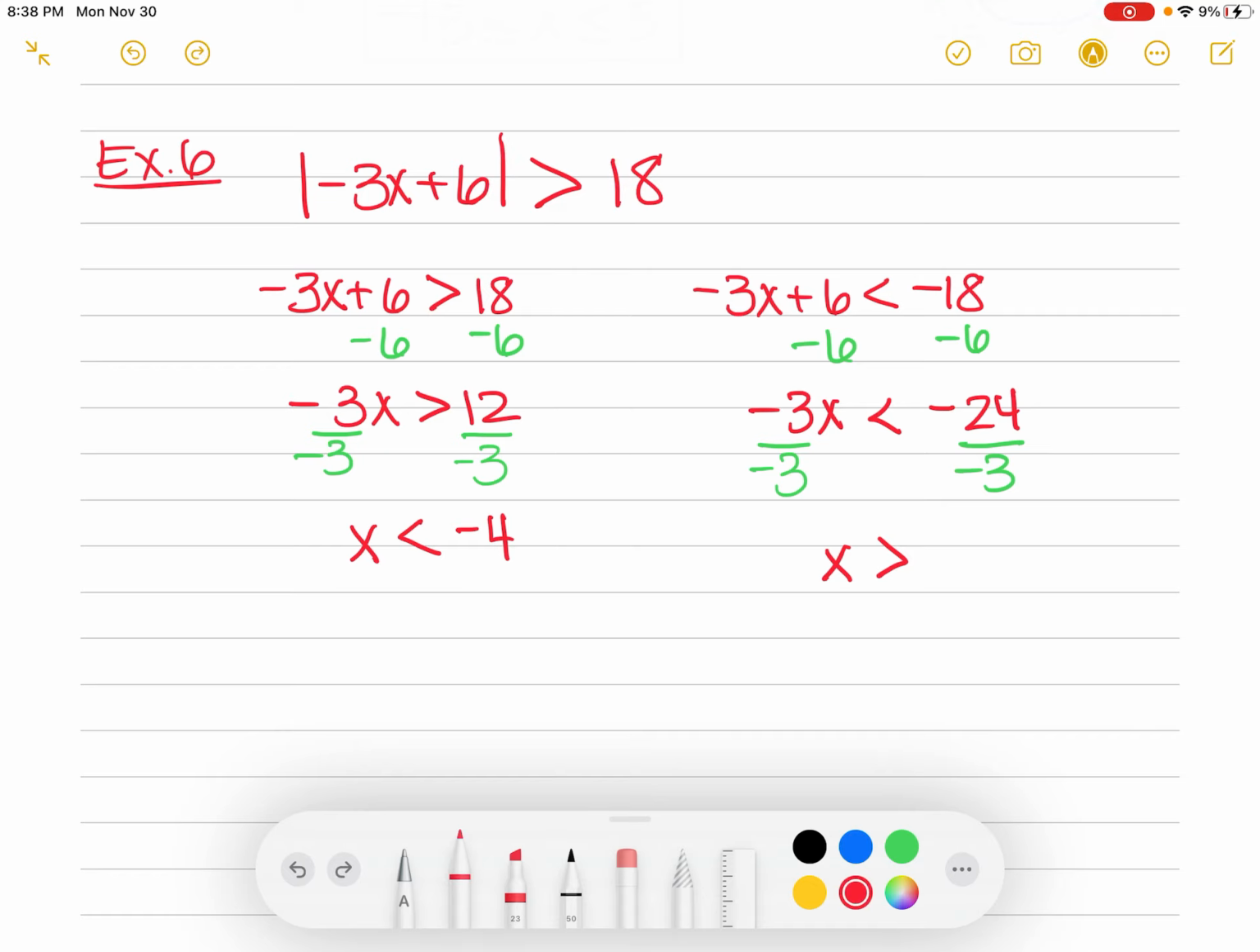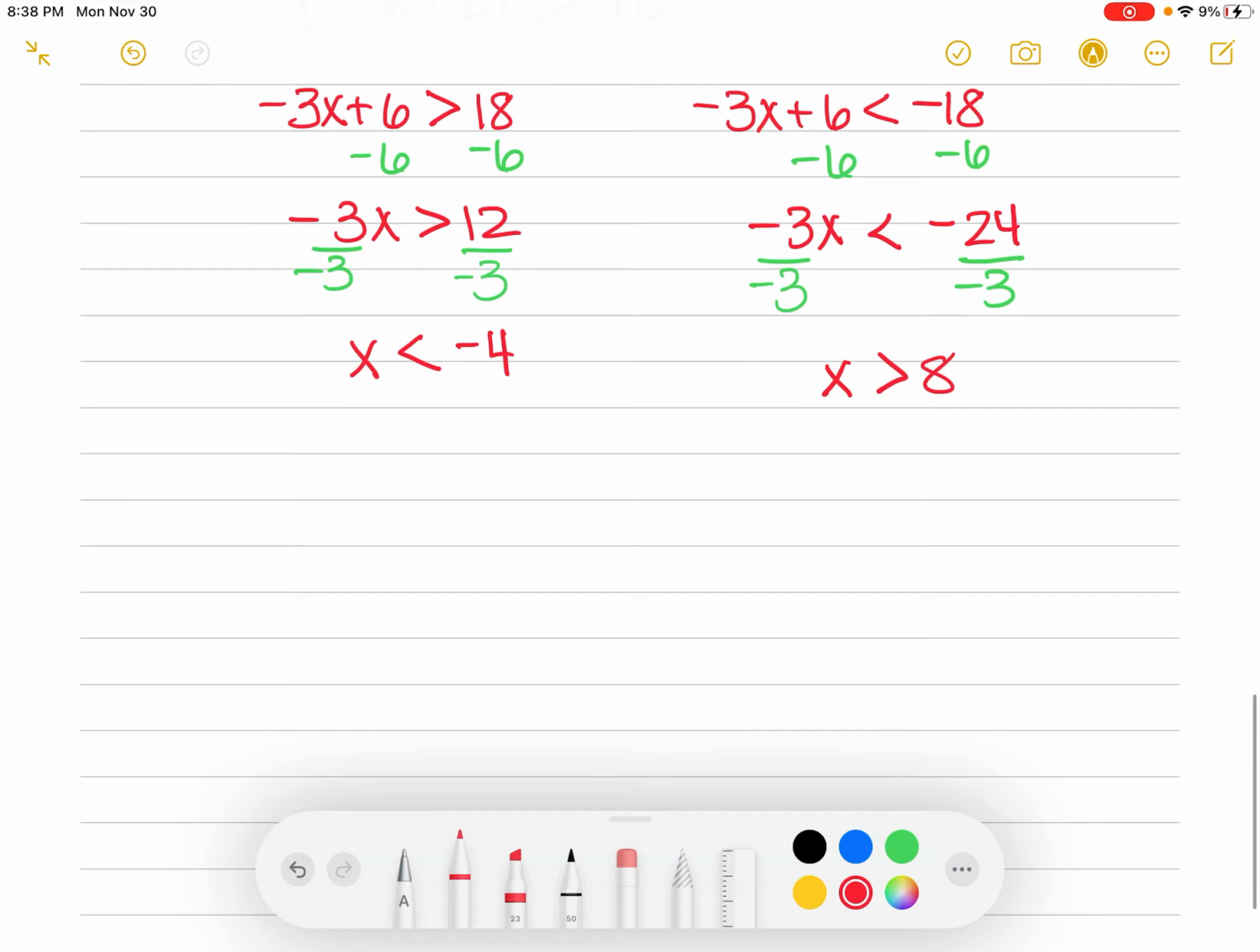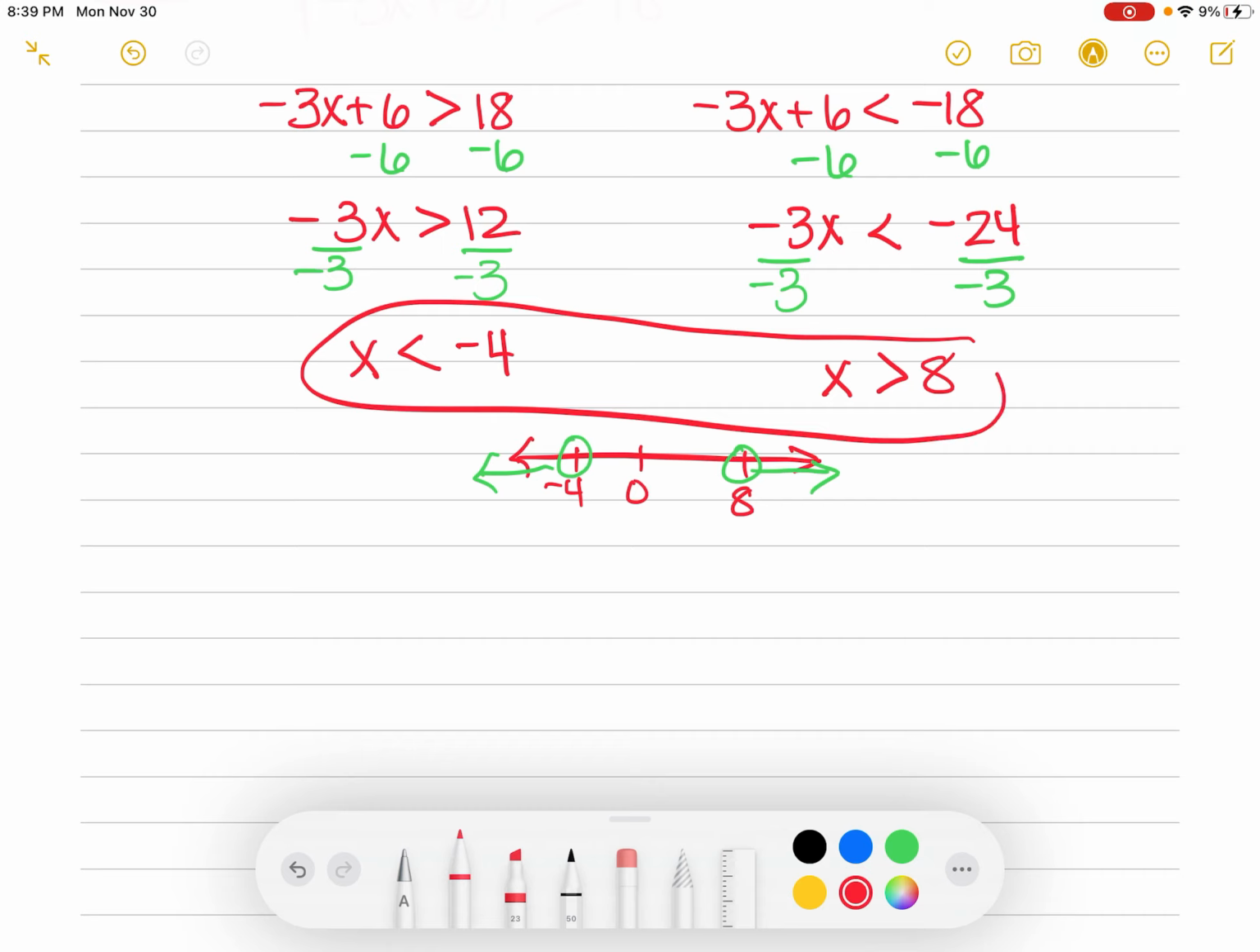Oops, I erased this. Let's check that really quick with a graph. So I'm going to have negative 4 over here, 0 over here, and 8 over here. Okay, this graph shows me the first one says it's less than negative 4, so that's going to go this way. And the other one says it's greater than 8. So you see how it's a disjunction? So with disjunctions, all you have to do is take these 2 and add the word or. So I'm going to have x is less than negative 4. Always make sure the smaller one is on the left. And or x is greater than 8. And that's your answer. That's it.